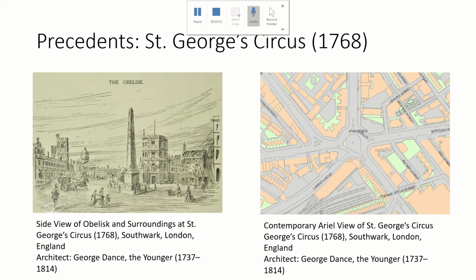Also, St. George's Circus has a focal point of interest in the center of the circus, that being the obelisk, while Oxford Circus does not have any monument of interest at its center.